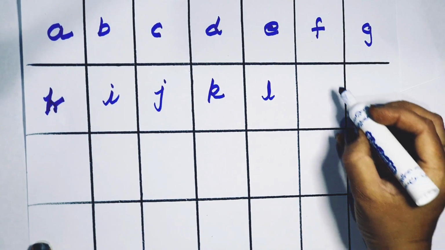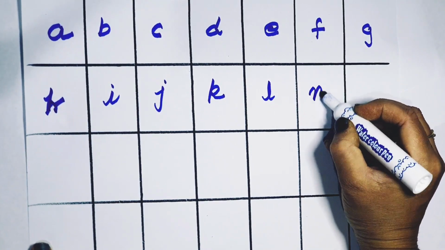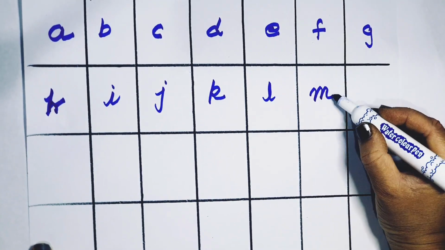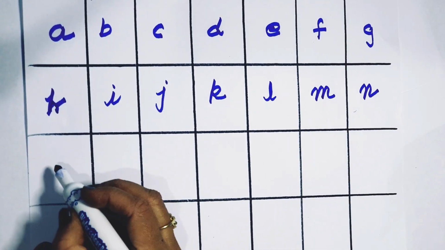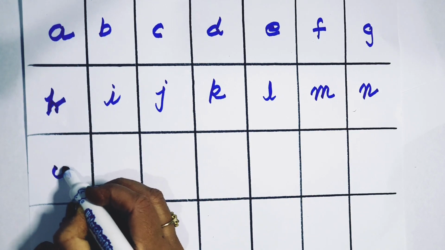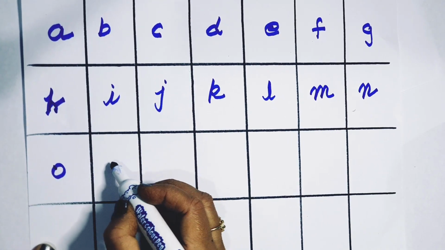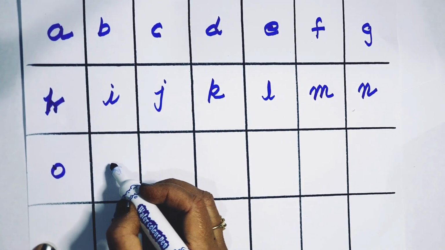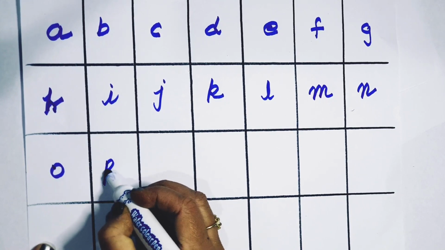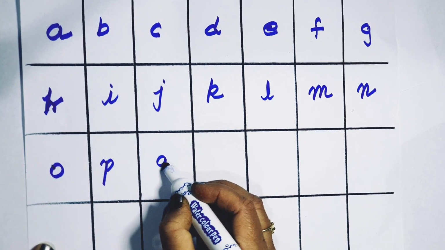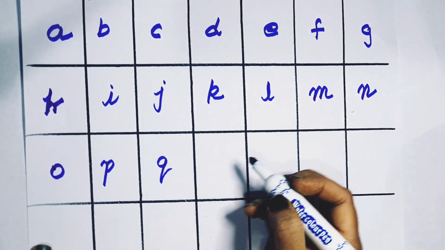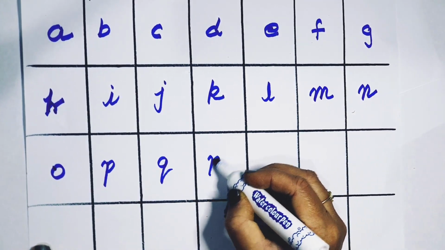L for lion. M for mango. N for nose. O for owl. P for piano. Q for queen.